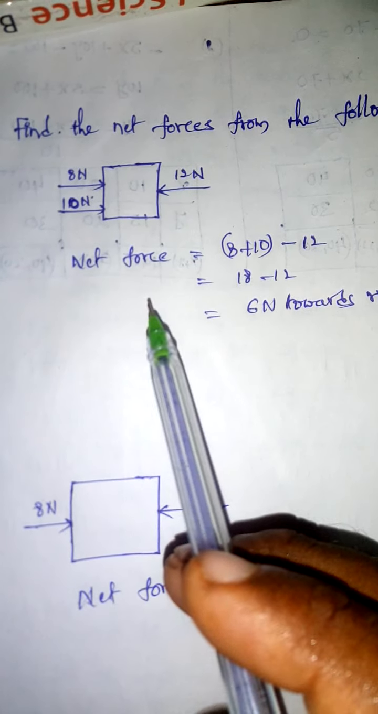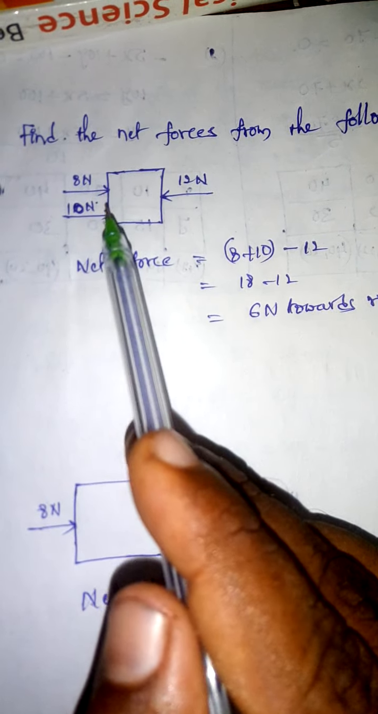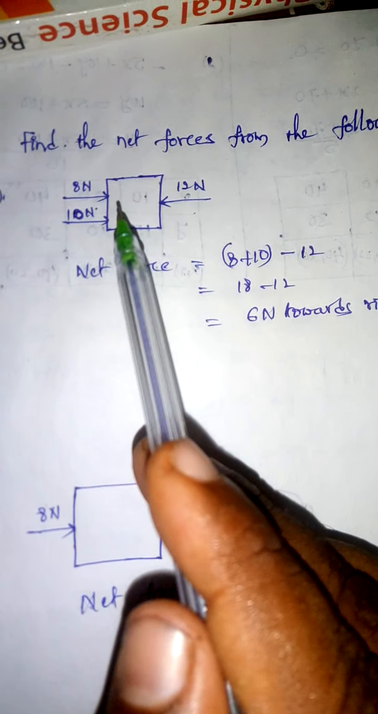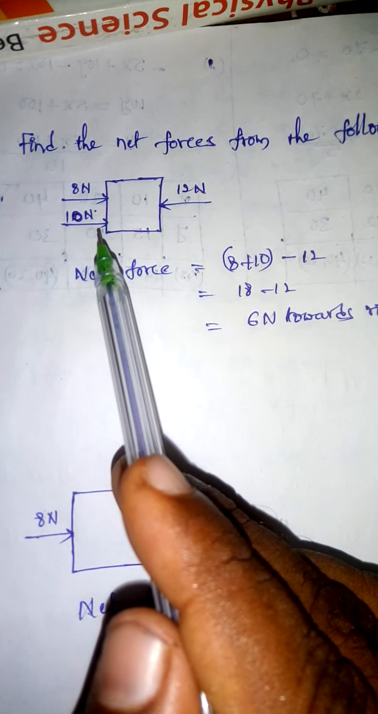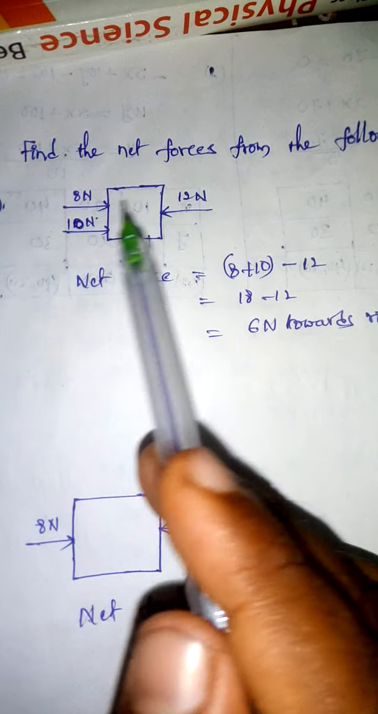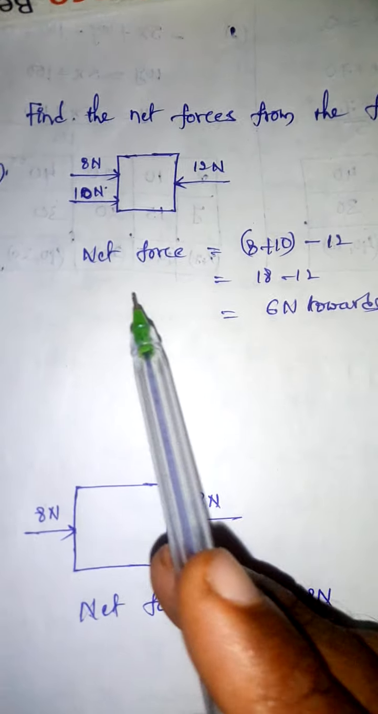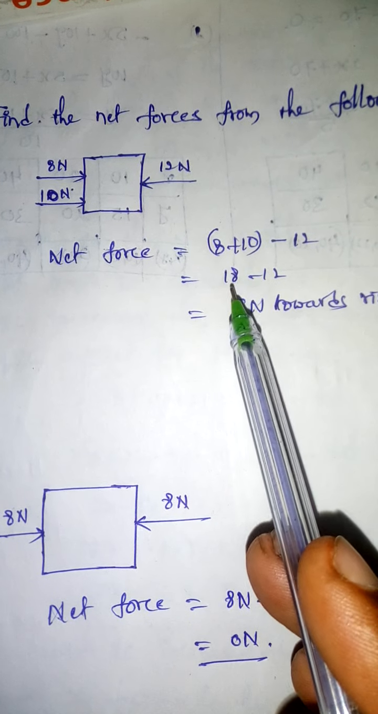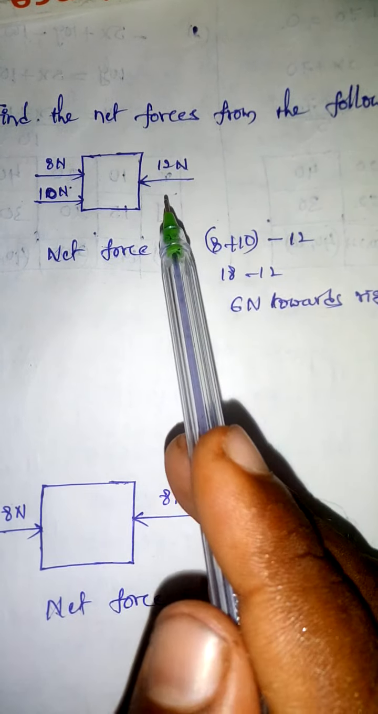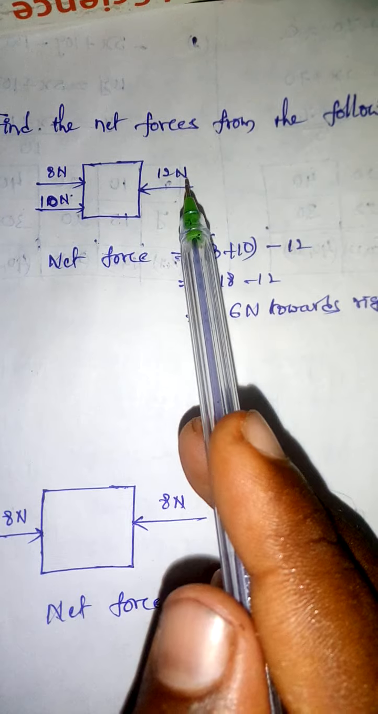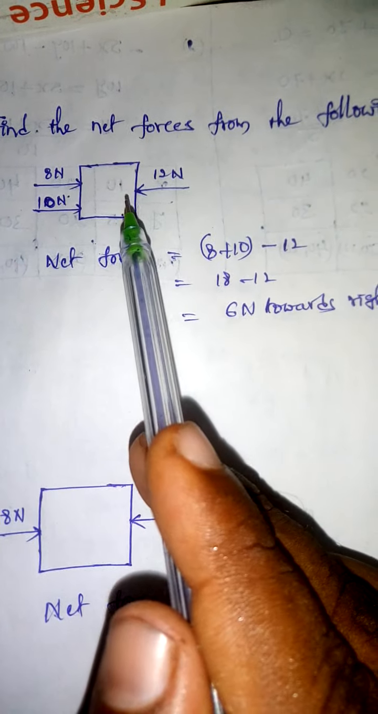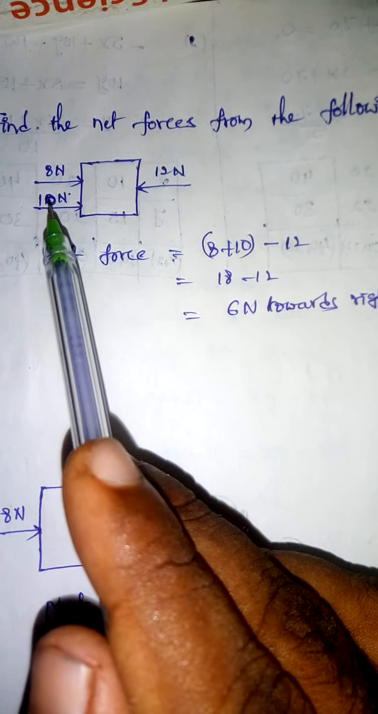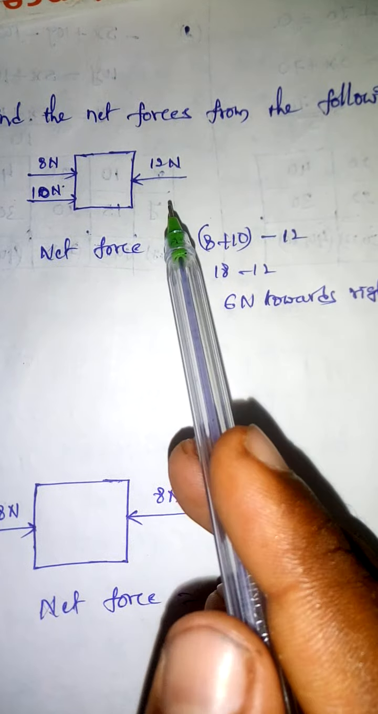So net force equals, here the two forces are working on this block in the same direction, so that's why we have to add these two forces and subtract the 12 newtons from this result. So net force equals 8 newtons plus 10 newtons, that equals 18 newtons. We have to subtract 12 newtons because this force works on this block against the other force, that's why we have to subtract one value from the other value.